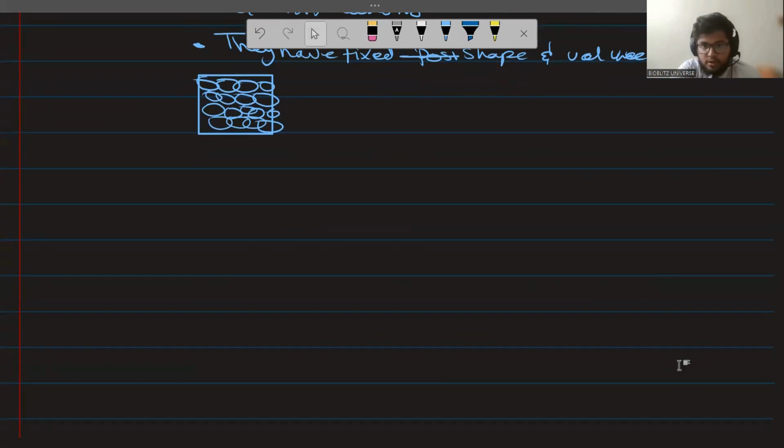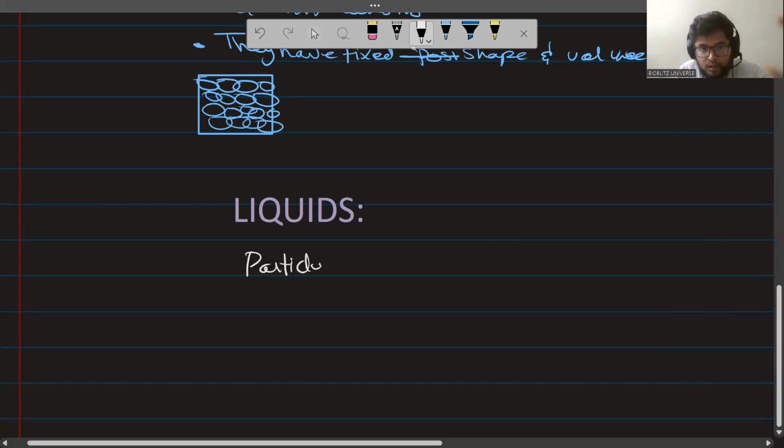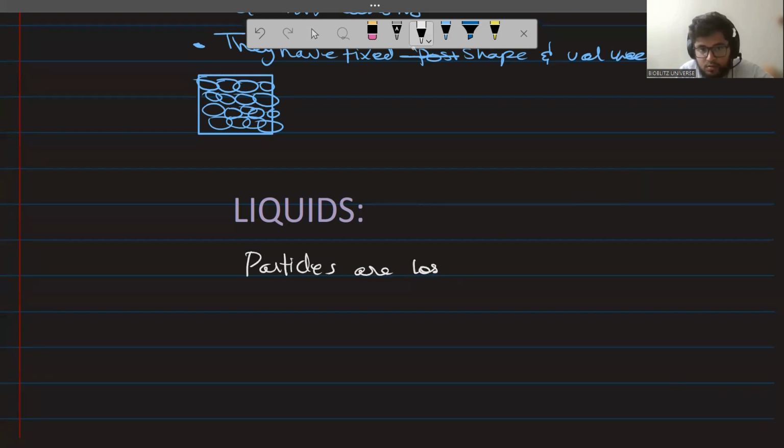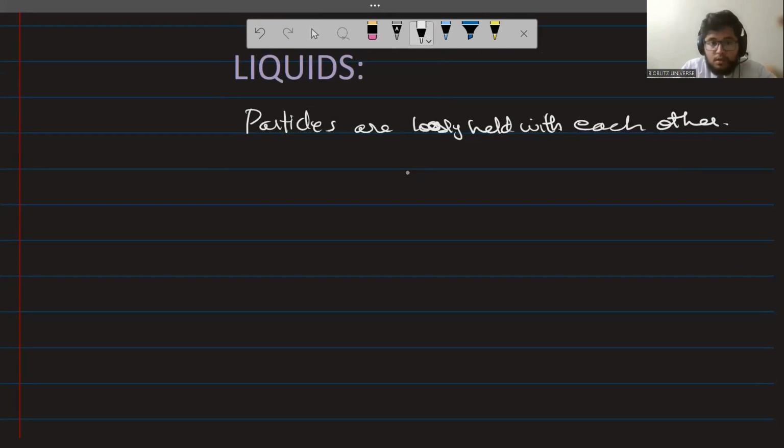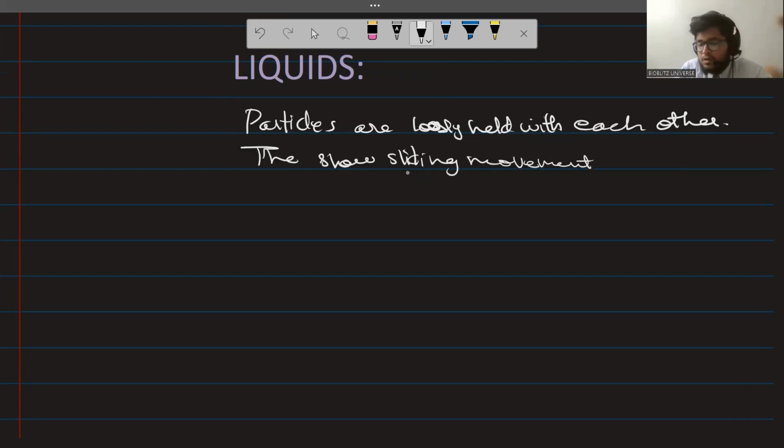Now we will do the arrangement of particles in liquid. So in liquid, the particles are loosely held with each other, so they are not compact like the particles in solid. They show slight movement, they just slide over each other. When a force is applied, they try to slide over each other, so basically they flow in layers.